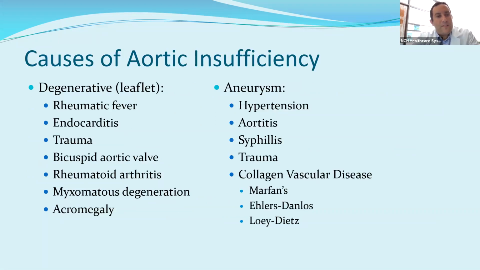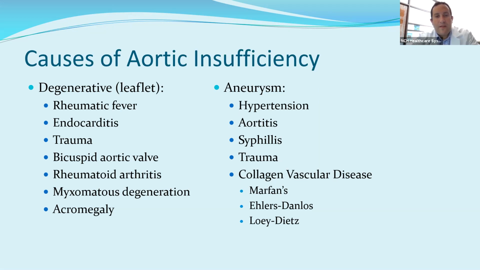So, the causes of aortic insufficiency, we'll just go through them. As I said, it's broken down into degenerative and aneurysm. Under degenerative, there's rheumatic disease, there's endocarditis, or the aortic valve getting infected. There's trauma to the aortic valve. There is bicuspid aortic valve. There's rheumatoid arthritis, myxomatous degeneration, and acromegaly. Basically, what you need to get from this slide is that there are a lot of different causes and a lot of things that can lead to this, and it can really affect anybody.